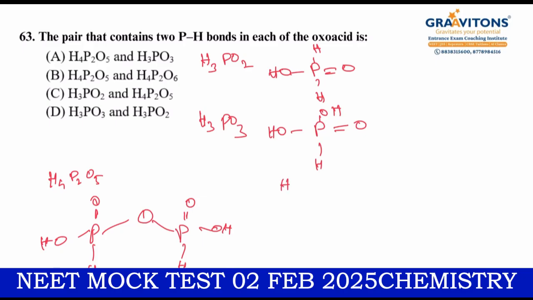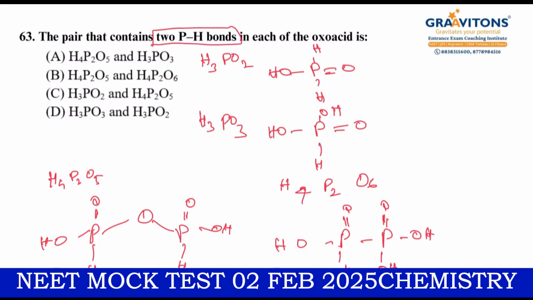And what about the structure of H4P2O6? I have 2 phosphorus directly connected, with a double bond O and one OH here, another OH here, another OH, and here one OH. So this gives you P2O6, okay, H4. So when you see this question, children, they are asking for the pair that contains 2 P-H bonds. Can you find H3PO2, which has one P-H bond here and another P-H bond here? And similarly, if you take H4P2O5, you have one P-H here and another P-H here. So H3PO2 and H4P2O5 have 2 P-H bonds. So the correct option here would be C.